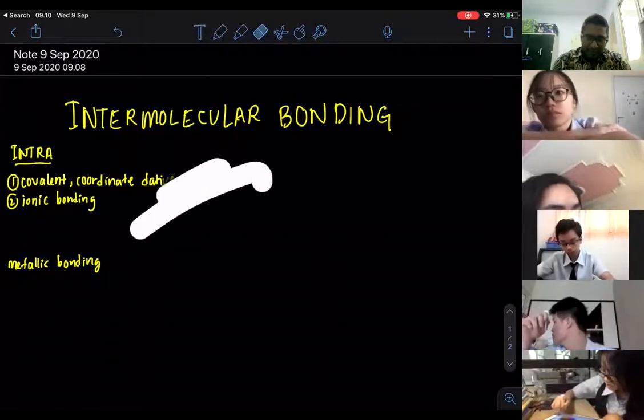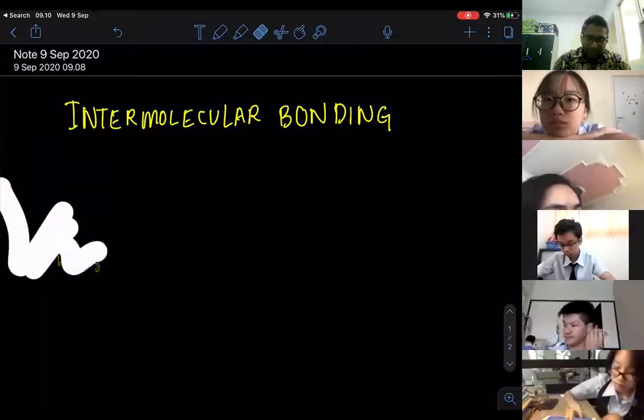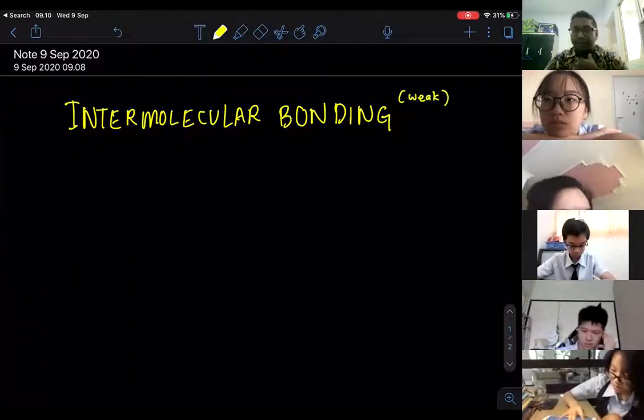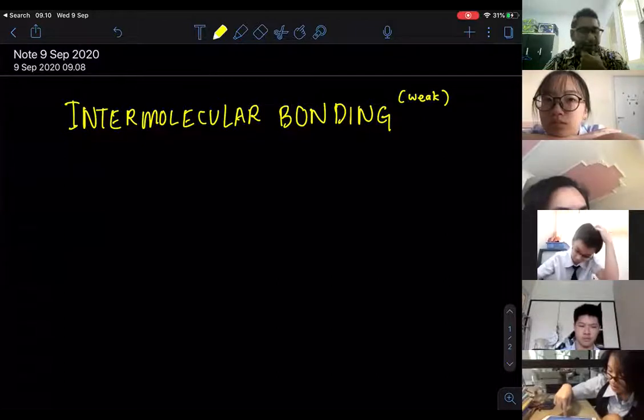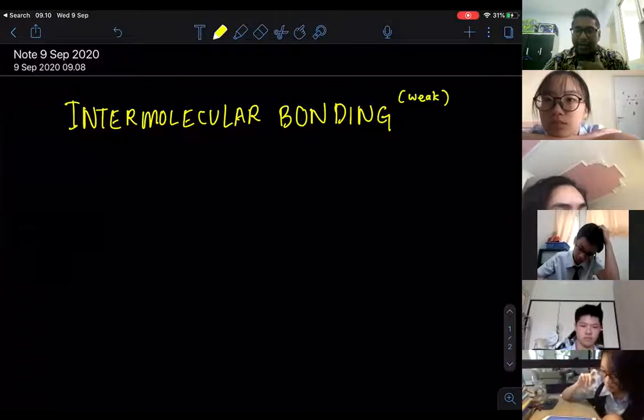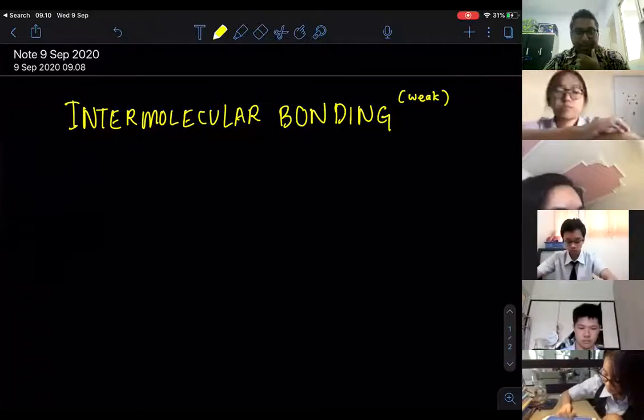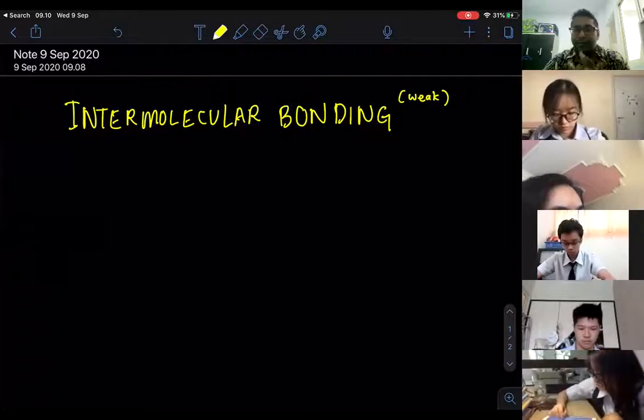But very important, if I take a look at the intermolecular bonding, do remember, intermolecular bonding is generally weaker bonding. They are weak compared to your ionic bonding and your covalent bonding. They're definitely weaker. It means that you do not need a very high amount of energy to break the intermolecular bonding. The strongest bonding is generally ionic bonding, followed by covalent bonding, and then you have intermolecular bondings.